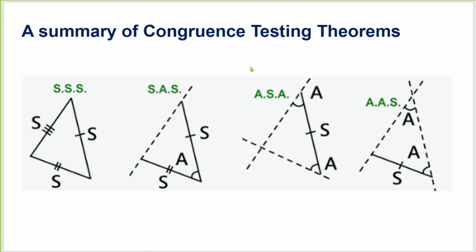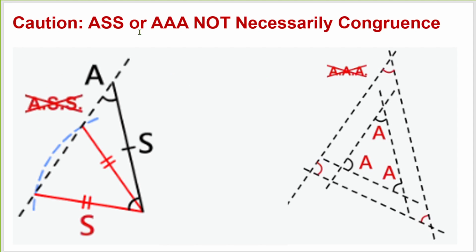the congruence testing theorems. So far we have learned four theorems to test if two triangles are congruent, right? They are called SSS, SAS, ASA, and AAS, right? Can you follow me? You could use any one of them to prove two triangles congruent. Also note that ASS or AAA does not necessarily mean congruence.